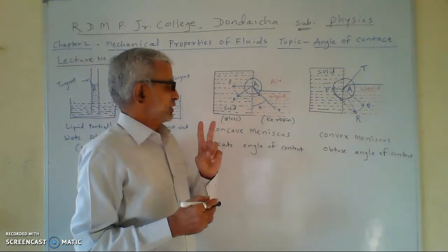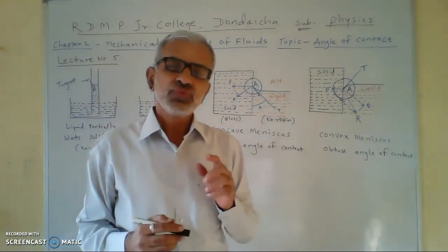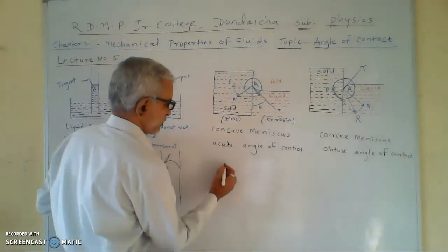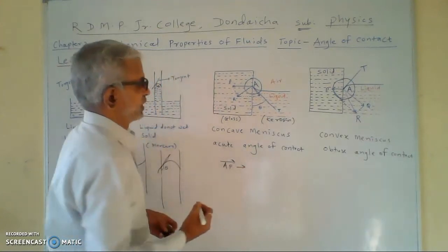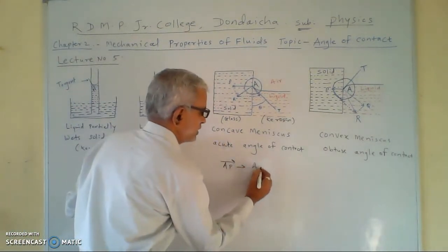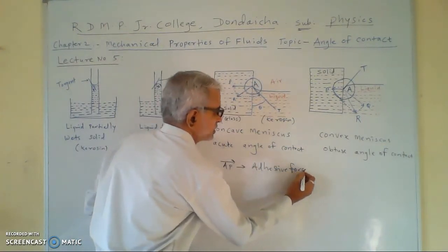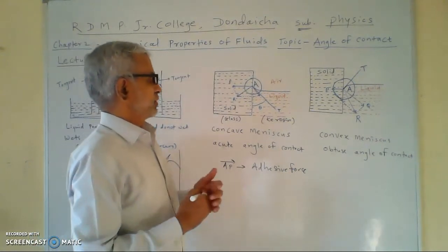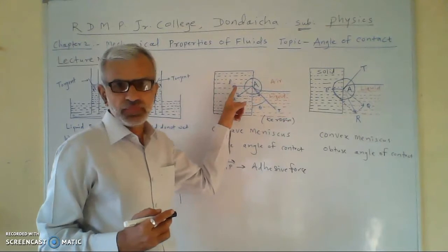Then there are two forces acting on molecule A. The first force is vector AP, and this vector AP force is an adhesive force. This adhesive force is acting horizontally, and it is shown by vector AP.